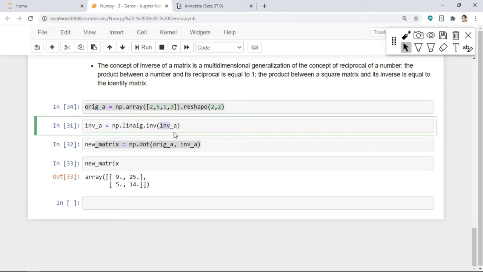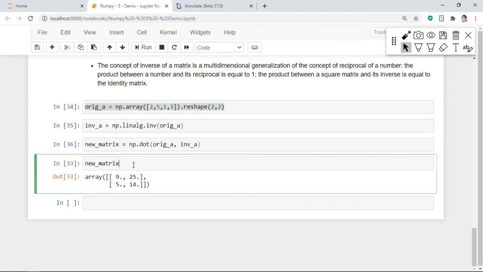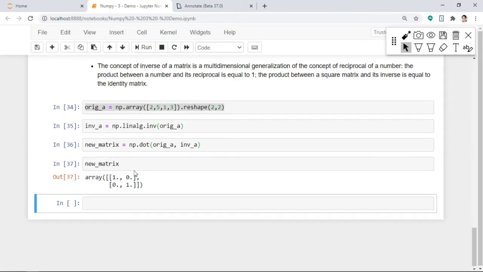Then we have an error here. So this one is the original inverted. So we have a new matrix here. I'm expecting the new matrix to be, look at this one, I'm expecting this could be the identity matrix. So look at the diagonal, 1, 1, then we have 0, 0.